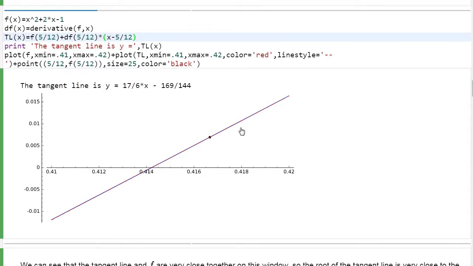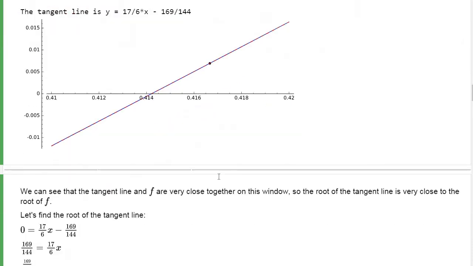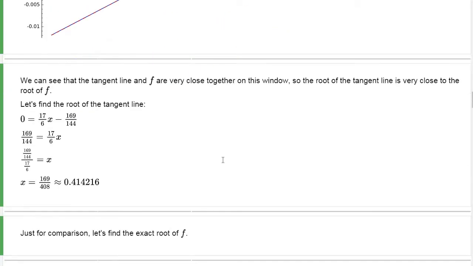Here's the graph. I've zoomed in some more, and this is the 5/12, the 0.416 repeating. That's the new point of tangency. This red dashed line is my tangent line. It's right on top of the blue function, at least on this window, and you can see that these are very close together again. So let's go ahead and find the root of the tangent line.